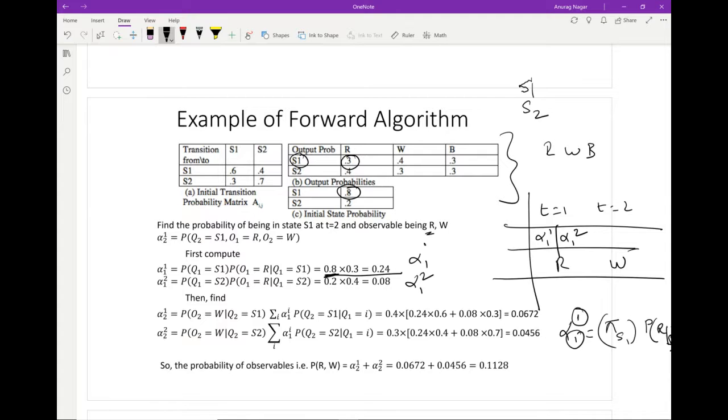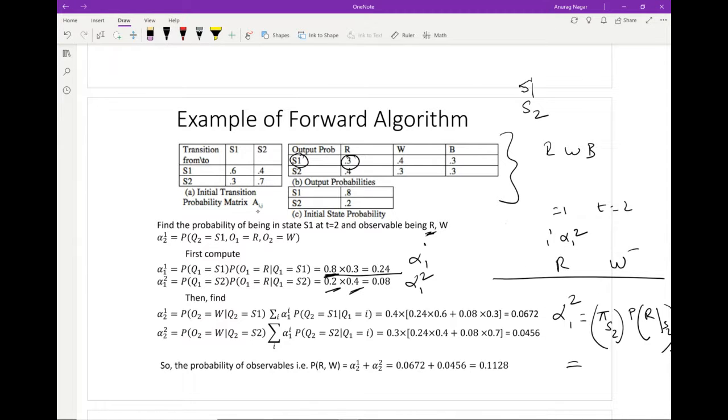Alpha 1 state 2. Well, alpha 1 2 is pretty easy to compute. Alpha time 1 state 2, which is probability of starting in state 2 and probability of outputting red in state 2. So probability of starting in S2 is obviously 20% and S2 outputting red is 40%.